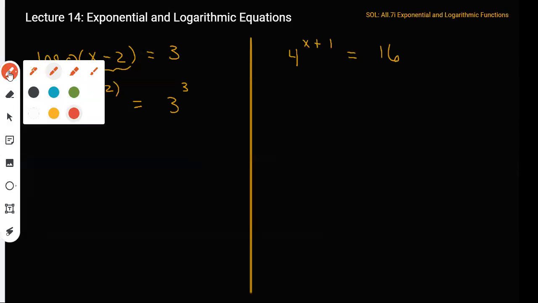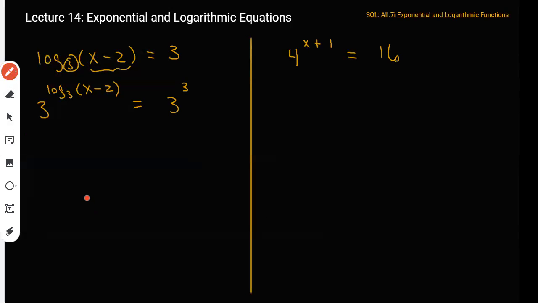So what does that do to the problem? What that does is it causes the bases on the left side to cancel out. I have a 3 as the base, and I have a 3 as the base of the logarithm. So whatever's left is going to come down, that x minus 2. On the other side, I have 3 cubed, which is 3 times 3 times 3. That's going to give me 27.